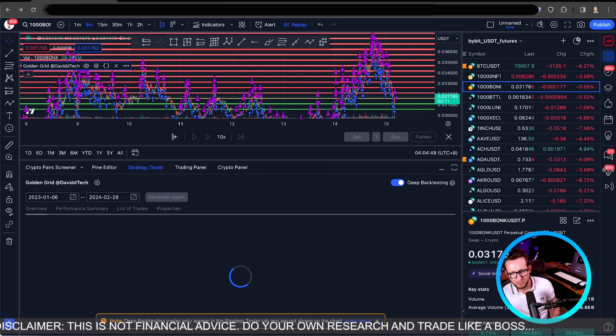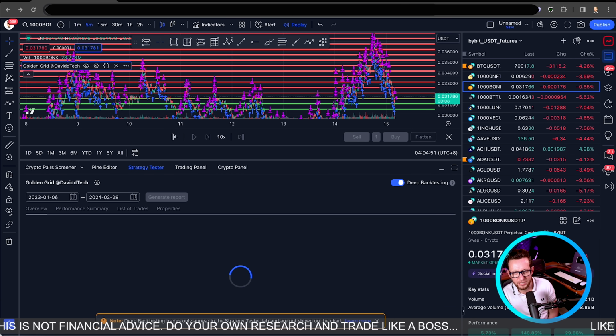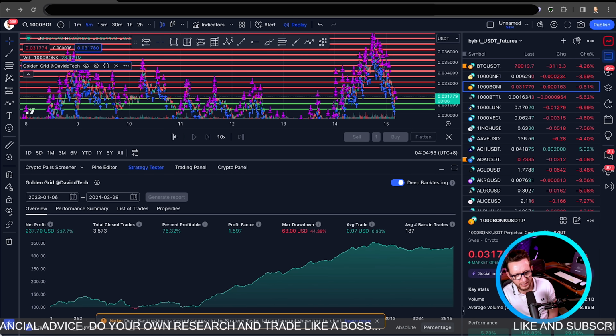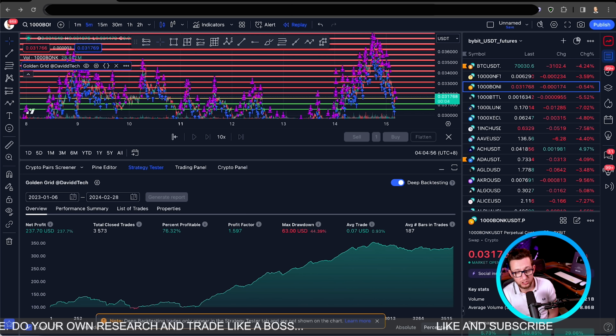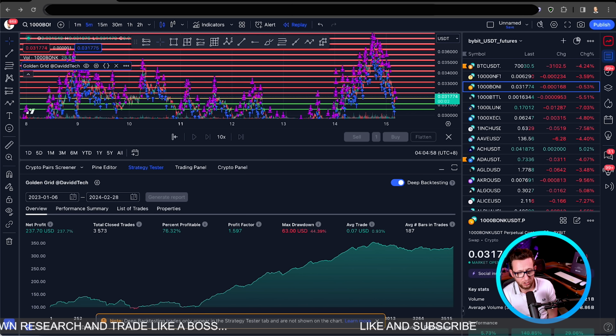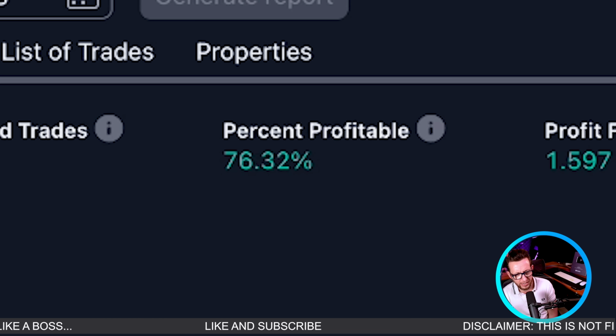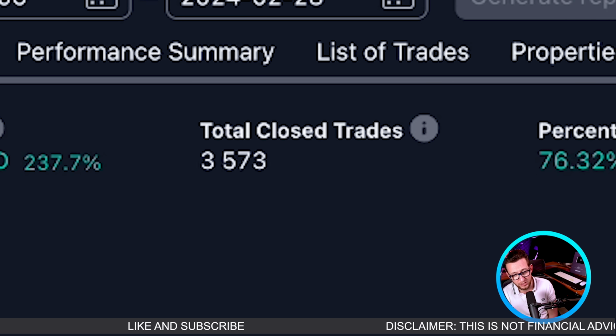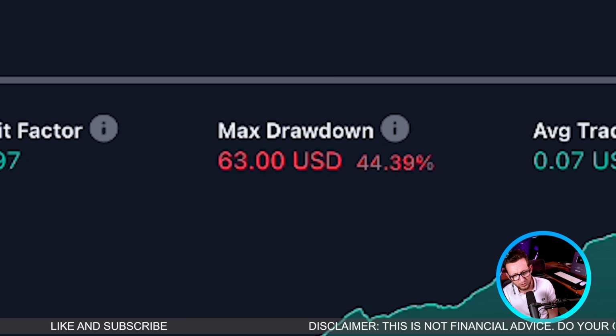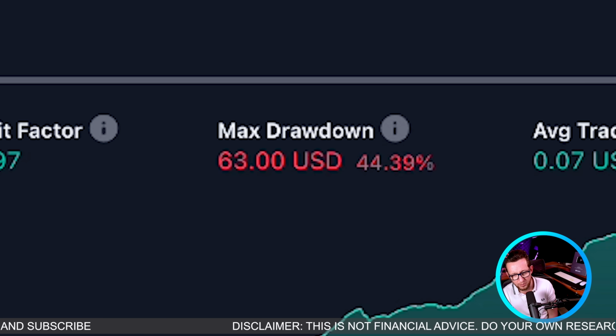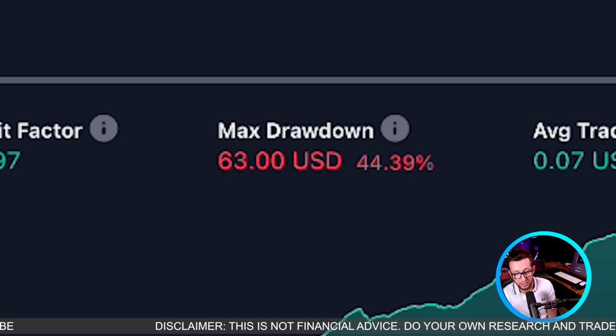The thing that surprised me was when we click on things like Bonk and some altcoins here, the equity curve with just default settings on it doesn't look too bad at all either. I mean, we still got a 76% win rate. We've got 3,573 trades closed. And we do have a high max drawdown, but we are on a meme coin. So what can you expect, I guess?